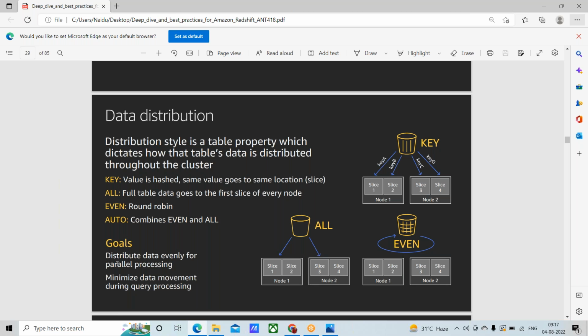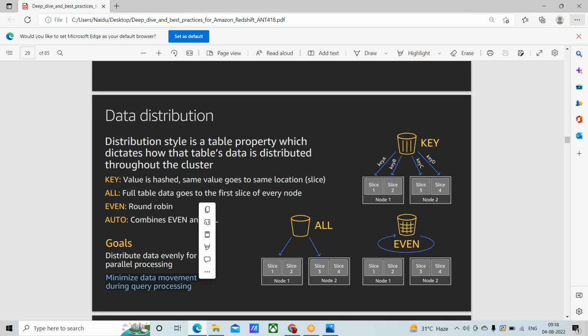See here the goals. Distribute data evenly for parallel processing. That means everything should be done parallelly. Like I said, if the data is not processed parallelly, the purpose of distribution itself is lost. That is the number one goal. Number two, minimize the data movement during query processing. Yeah, this is very, very important.